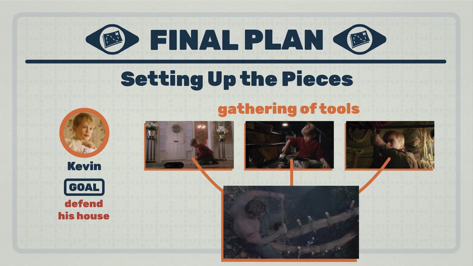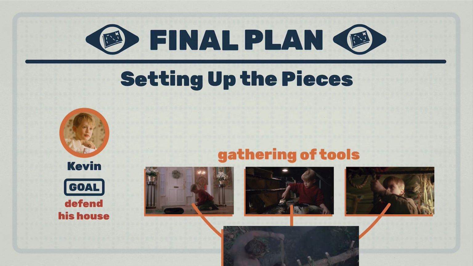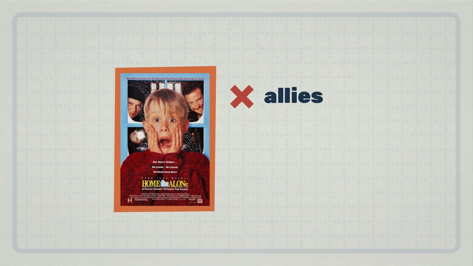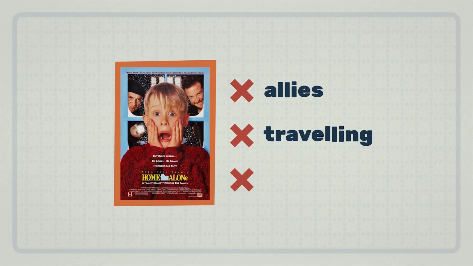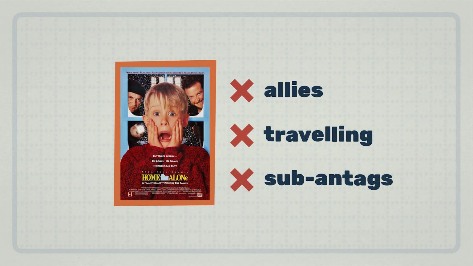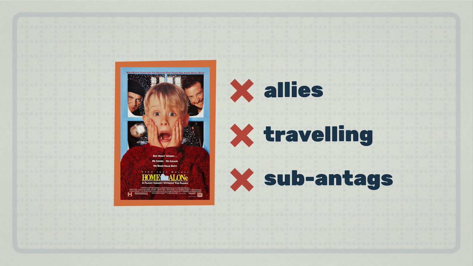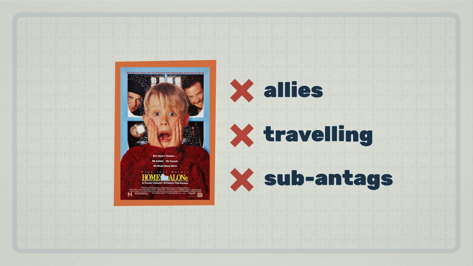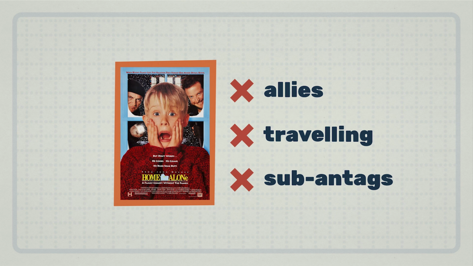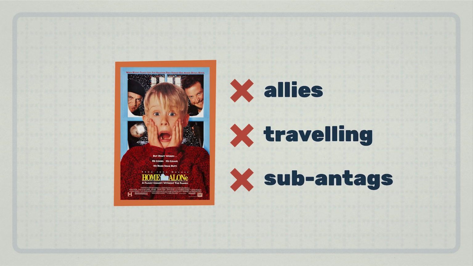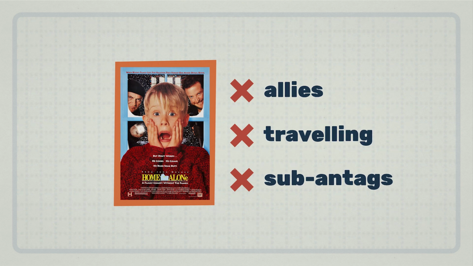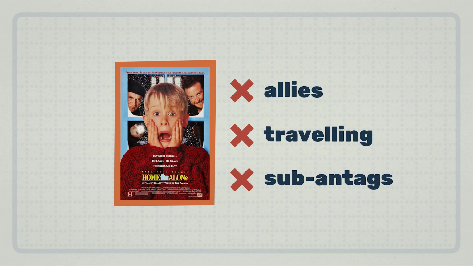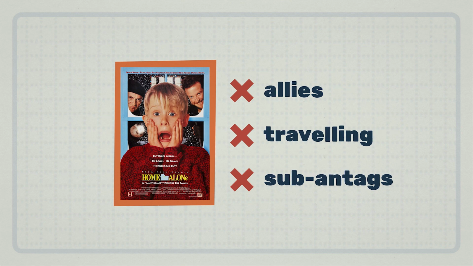You can see a similar final plan in Predator. Even though there isn't a gathering of allies, traveling to a destination, or defeating sub-antags, this final plan proves that simple can be just as effective as complicated. Remember, the final plan is the build-up before the excitement of the story climax. So as long as you build anticipation, set up what needs to be set up, gather what needs to be gathered, and get to where you need to get to, you've accomplished the purpose of the final plan.